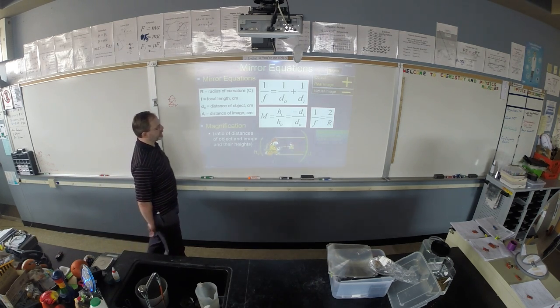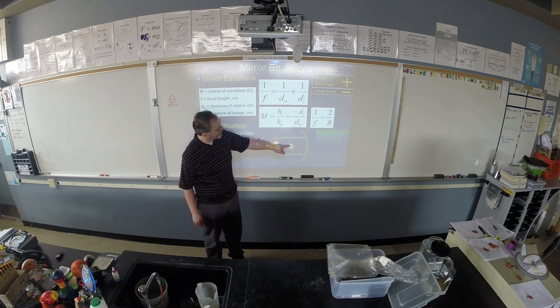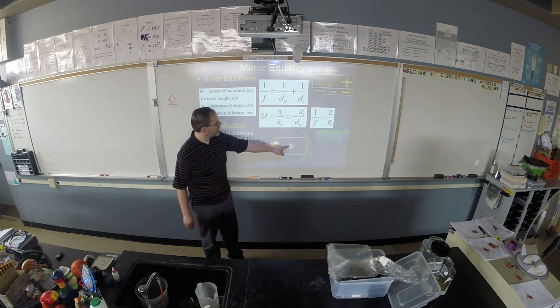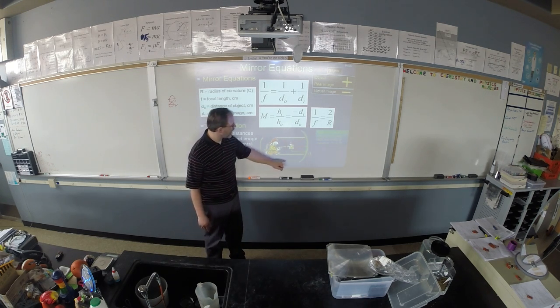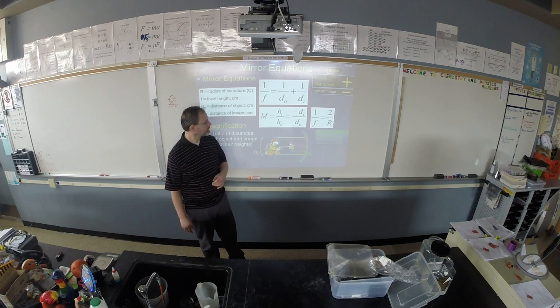So in our little diagram here, this would be the height of the object. This would be the height of the image. The magnification would be the height of the image over the height of the object. Looks like about 1/3. 1 over 3. Distance of the object from the device, distance of the image from the device.